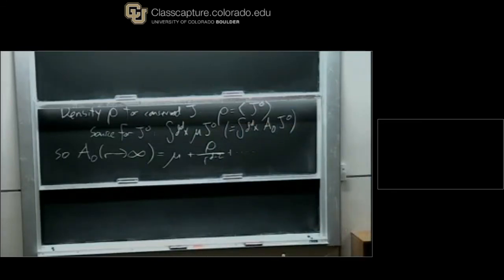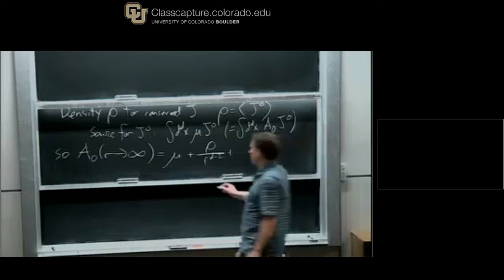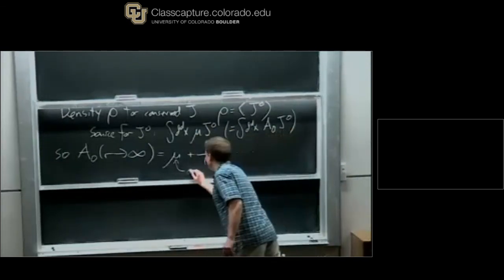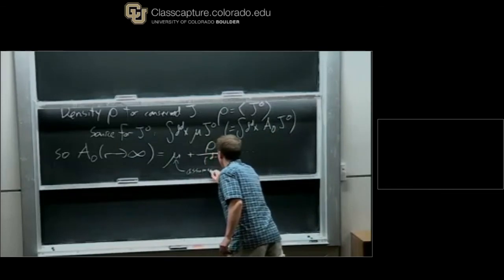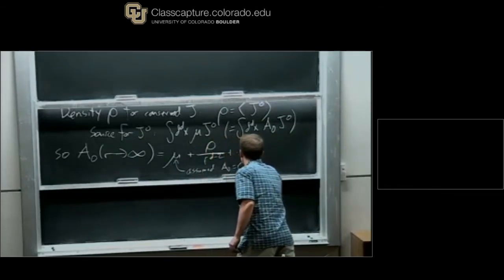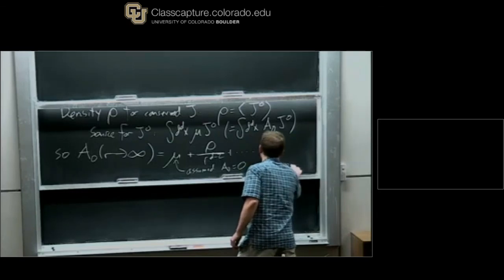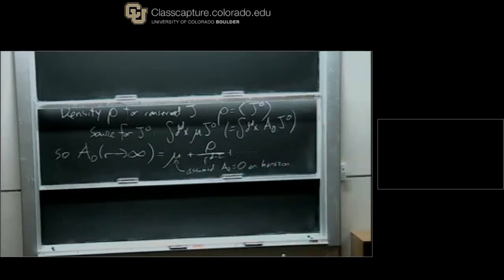There's a hidden gauge choice in here. A constant in a gauge field, in principle, is not physically relevant. And so the fact that I'm getting something physical out of this constant, I've implicitly assumed that A0 is equal to 0 on the horizon. And then what's physical is the difference.